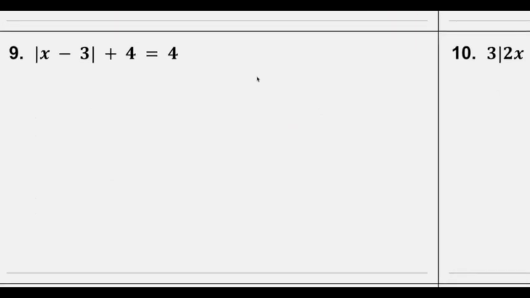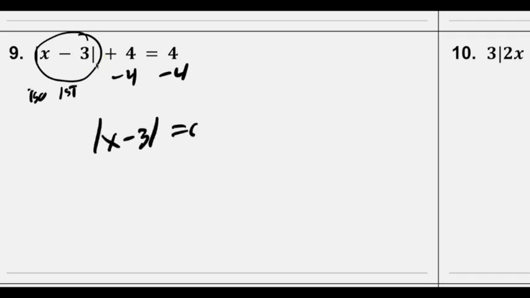Okay, let's go to this one, number 9. So this one, I cannot split it yet. You have to isolate first. So isolate first. That's minus those 4's. x minus 3 equals 0. And we've been here before.